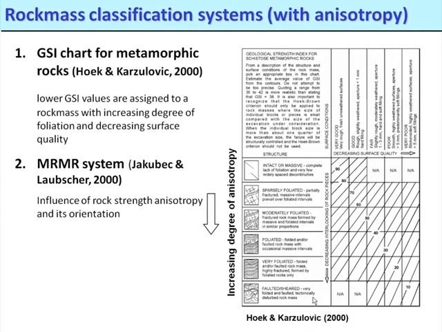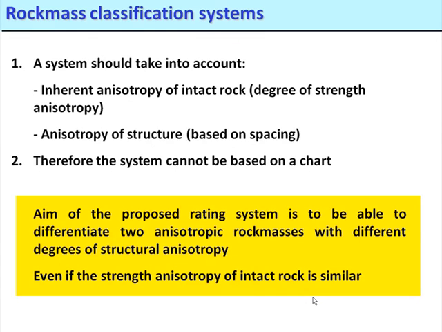Additionally, another system, the MRMR proposed by Jakubek and Laubser in 2000, has also accounted for the influence of rock strength anisotropy and its orientation. Further, there has not been any other attempt to incorporate anisotropy in any rock mass classification system.